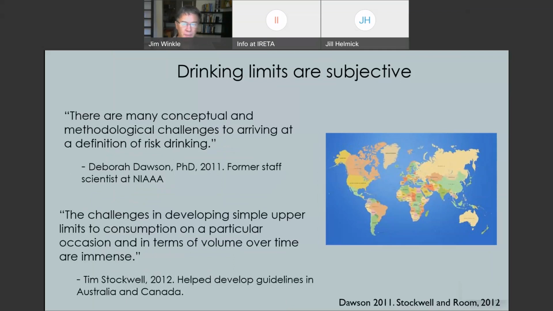And to be fair, the epidemiologists who are tasked with identifying these limits, at least these two, acknowledge how difficult and complicated this is. Deborah Dawson here, who used to work at the NIAAA, says, there are many conceptual and methodological challenges to arriving at a definition of risky drinking. And the person who helped develop the guidelines in Australia and Canada basically says the same thing: the challenges in developing this are immense.